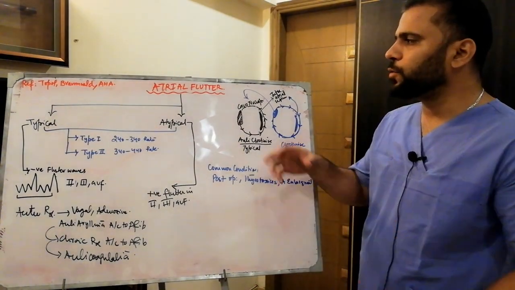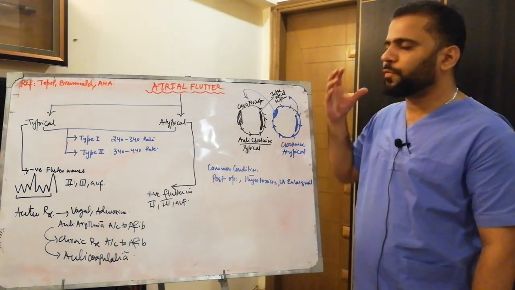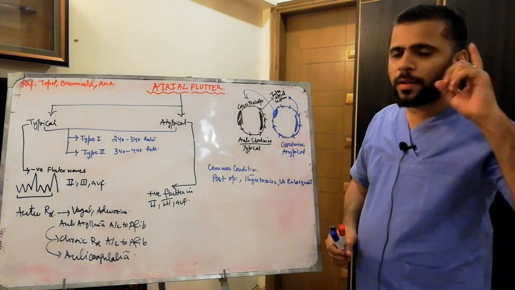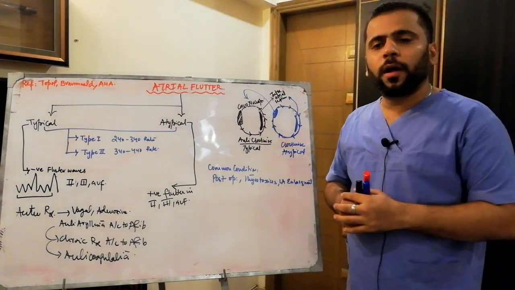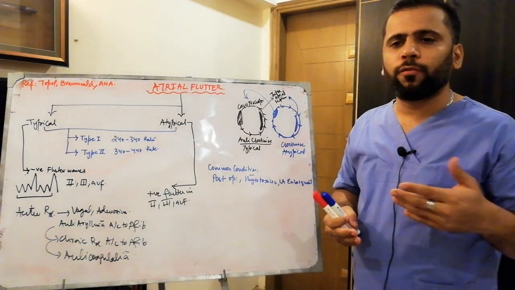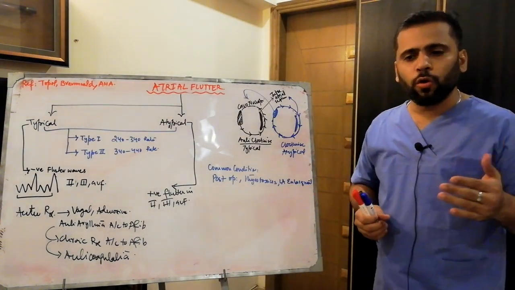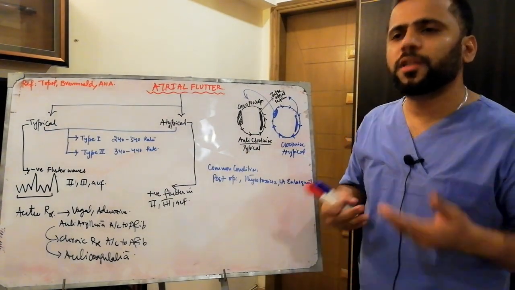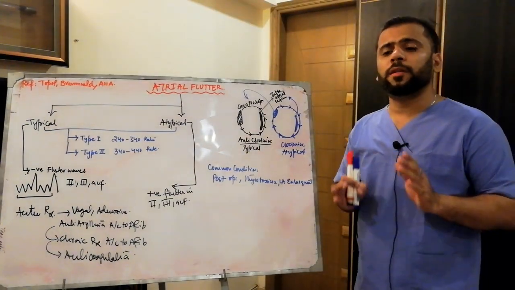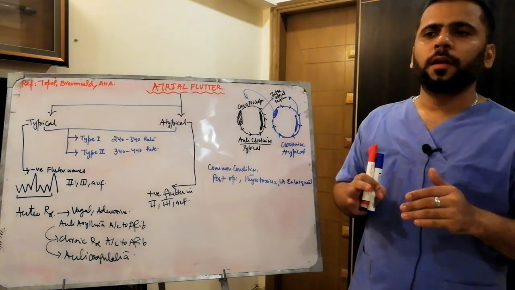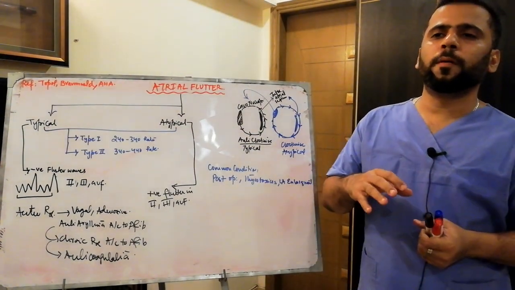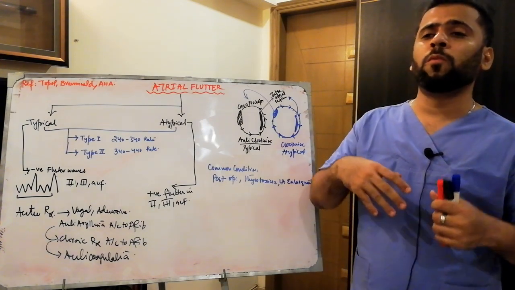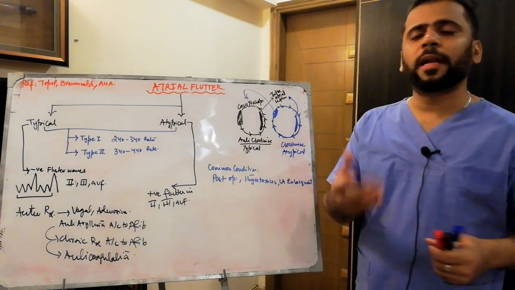So first of all, you have to understand what a flutter is. Flutter is when the rate is more than 300 or 350. Just keep one thing in your mind, that mechanical activity always follows electrical activity. So if the electrical activity is 100, then the heart has to contract 100 times in a minute. But there is a point where mechanical activity will not follow the electrical activity, when it becomes impossible to follow it.